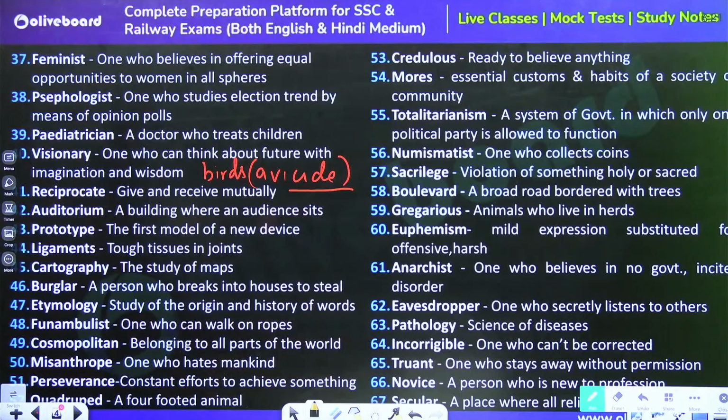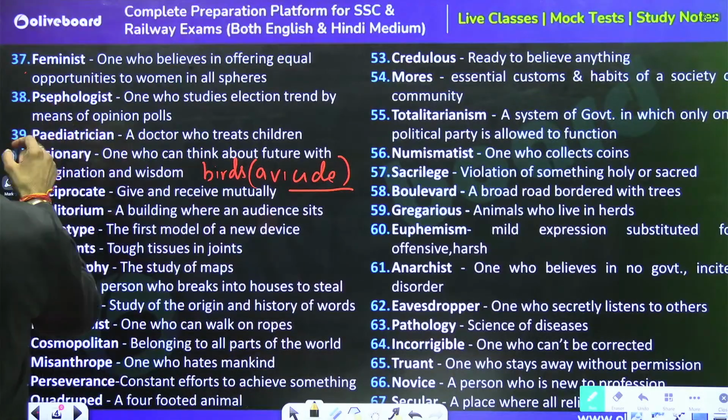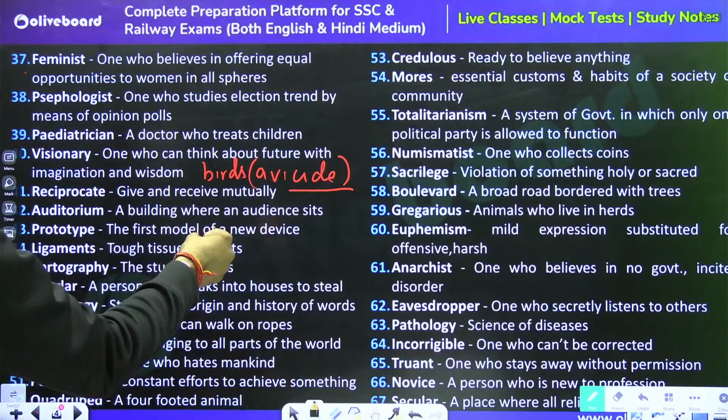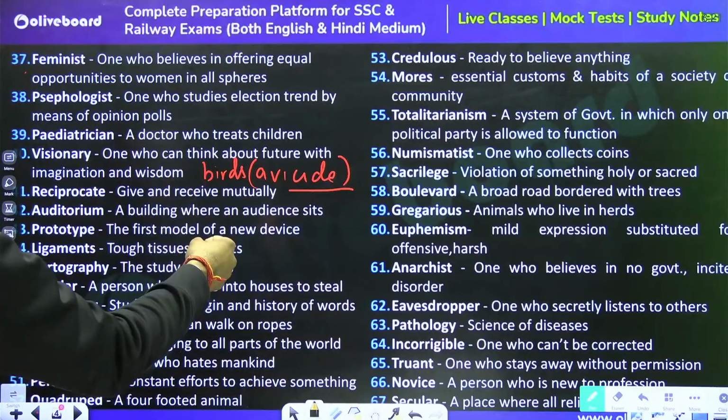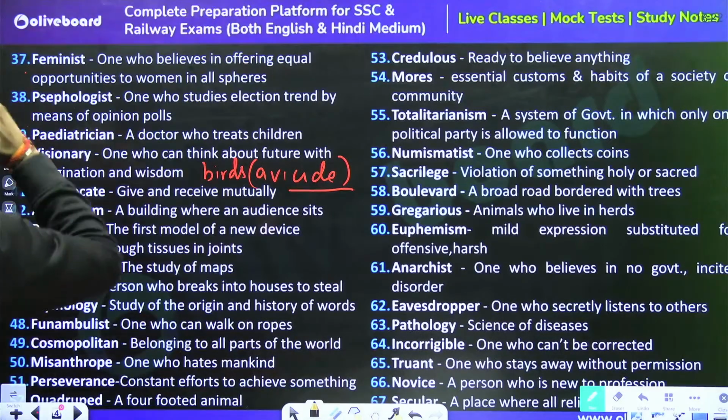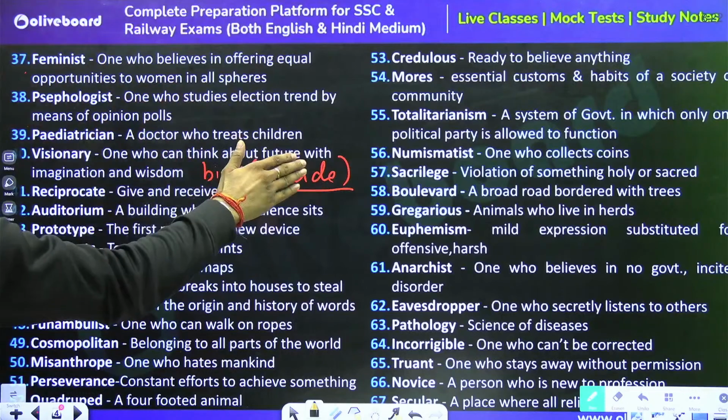Revision done. Thank you. Okay, let me read these out for you. Objections welcome. One who believes in giving equal opportunities to women also in all spheres is supposed to be a feminist. One who studies election trends by opinion polls. So, who did you vote? Okay, so who do you think is going to win? A psephologist. Doctor of children, pediatrician. The one who has a vision, thinks about the future, visionary.